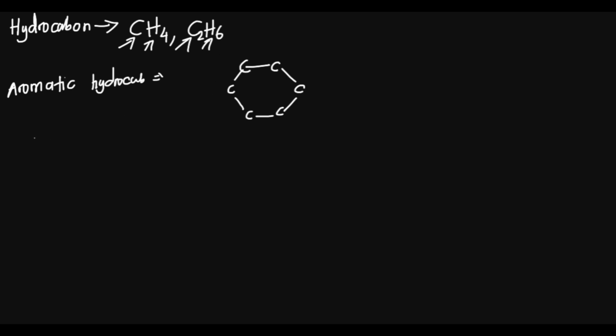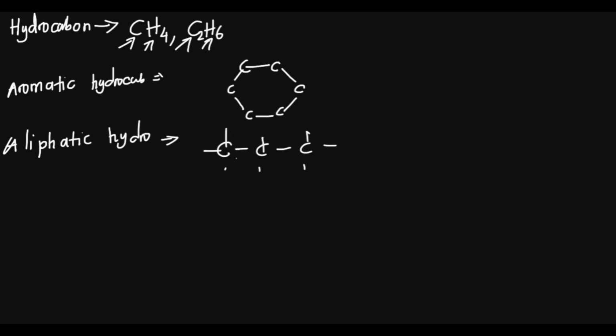Then the other term that we can look at is aliphatic hydrocarbon. These are hydrocarbons in which the carbon and hydrogen atoms are joined together in a straight line. Like for example, we have carbon, carbon, carbon. We can see that these carbons are joined in a straight line. So these are the two types of structures in terms of hydrocarbons that we have.